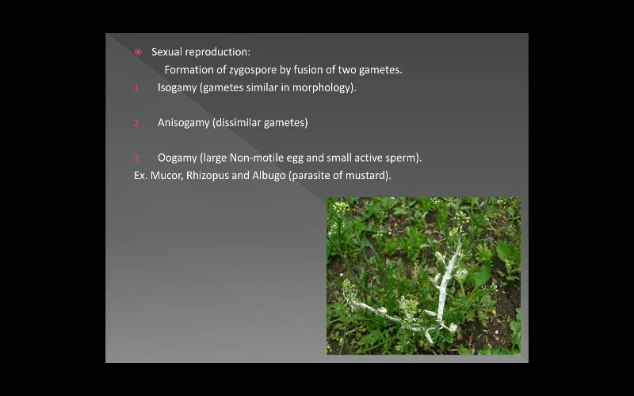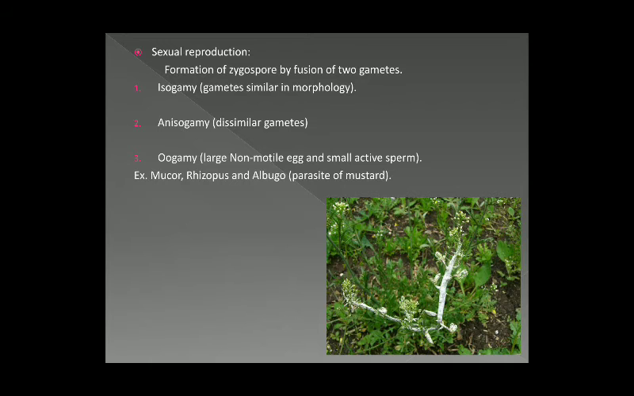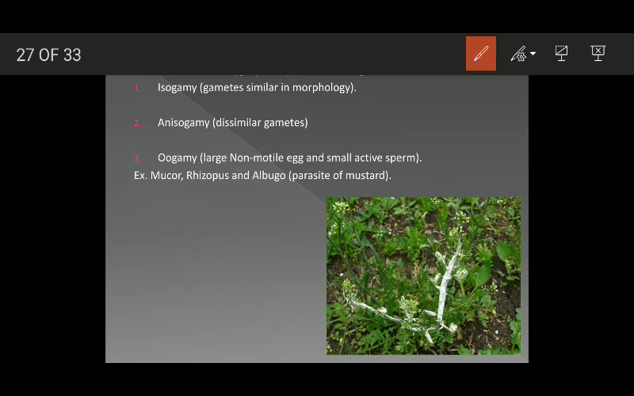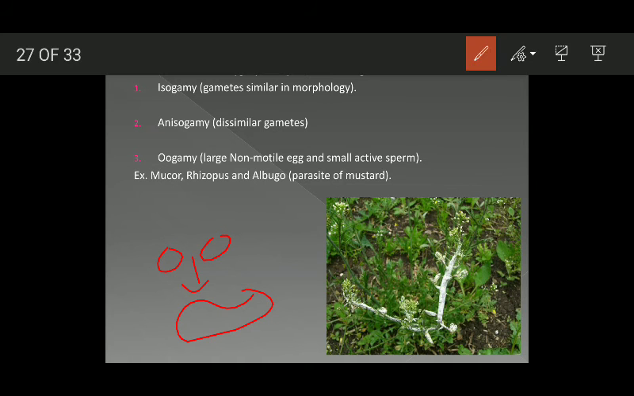Now there is sexual reproduction. Sexual reproduction takes place by a number of methods, and these methods may be either isogamy, anisogamy, or oogamy. I will tell you what isogamy, anisogamy, and oogamy are. We have already discussed these things. In sexual reproduction, there takes place the formation of a zygospore, and this zygospore formation occurs when two cells fuse, their contents fuse, and you get the zygospore. This zygospore is diploid. So zygospore formation can occur by any of the three methods.